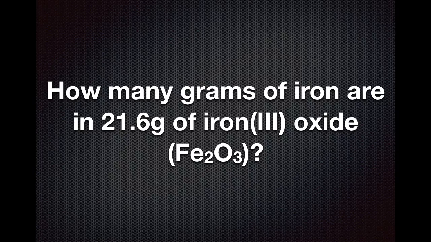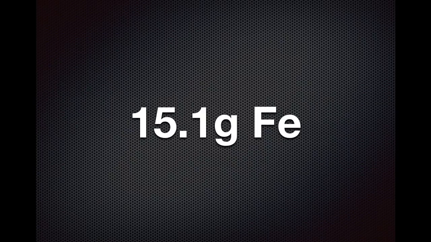So you go 21.6 times 70 divided by 100, which should give you about 15.1. Why 15.1? Well, you're only starting with 3 significant figures in 21.6, so your answer should also just be 3 significant figures. So your answer should be 15.1 grams of iron.